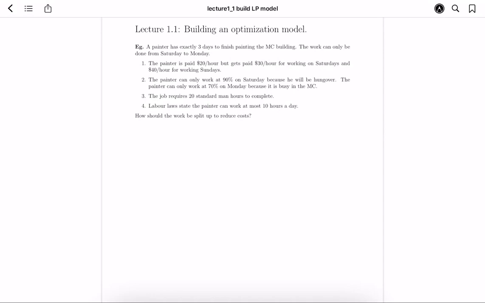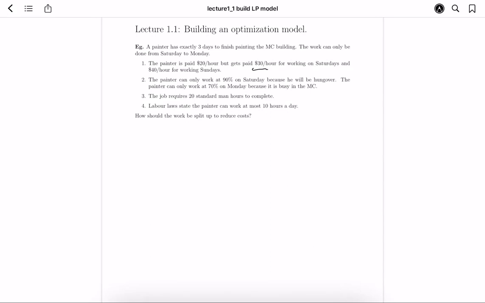First, how much do we have to pay him? The standard rate is $20 per hour. However, if it is Saturday or Sunday, then we have to pay him at a higher rate. For example, $30 per hour for working on Saturday, and $40 per hour for working on Sunday.